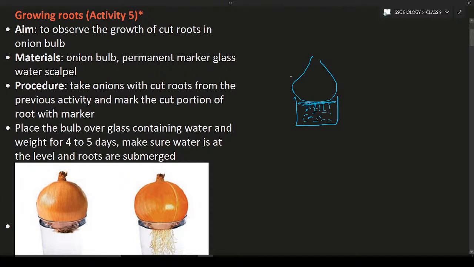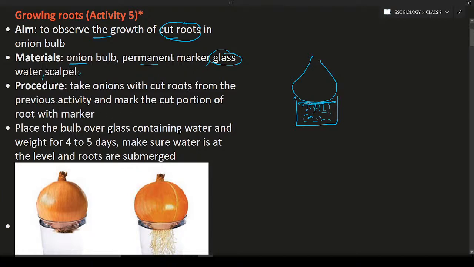So next, in the onion bulb, beneath it you can see the growth of the roots. In this experiment our aim is to observe the growth of cut roots. We have to see whether the cut roots are able to grow or not. That is our aim. For this we need materials like an onion bulb, a permanent marker, a glass, which is nothing but a cup with water, and also a scalpel. A scalpel is nothing but a small blade.